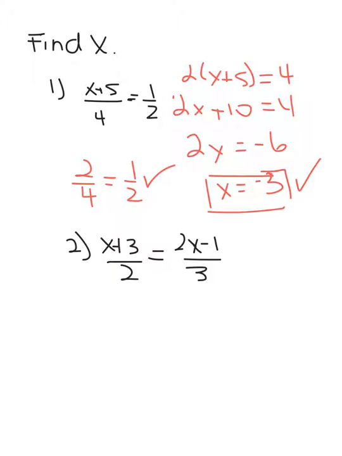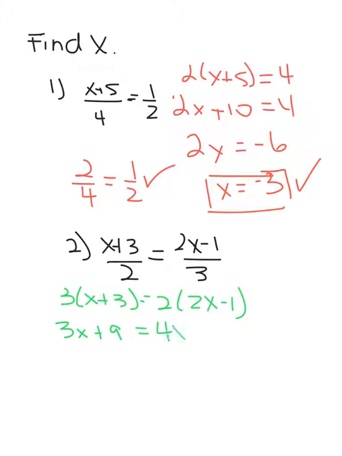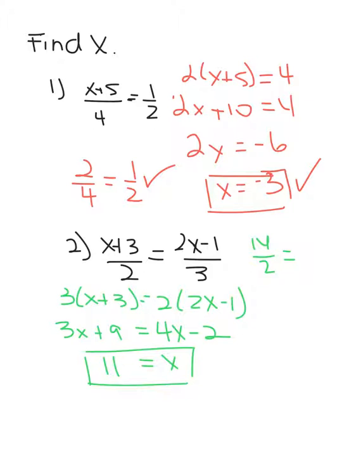Let's look at number 2, the same idea. So I'm going to take 3 times the quantity of x plus 3 is equal to 2 times the quantity of 2x minus 1. So I'll distribute and I get 3x plus 9 is equal to 4x minus 2. I'll bring my 3x to the other side, so I have x is equal to 11, which is my final answer right there. Again, I can plug that in to check it. So I have 11 plus 3 is 14 over 2 is equal to 2 times 11 is 22, minus 1 is 21 over 3, and these are equivalent fractions, so I know that x is equal to 11 is correct.